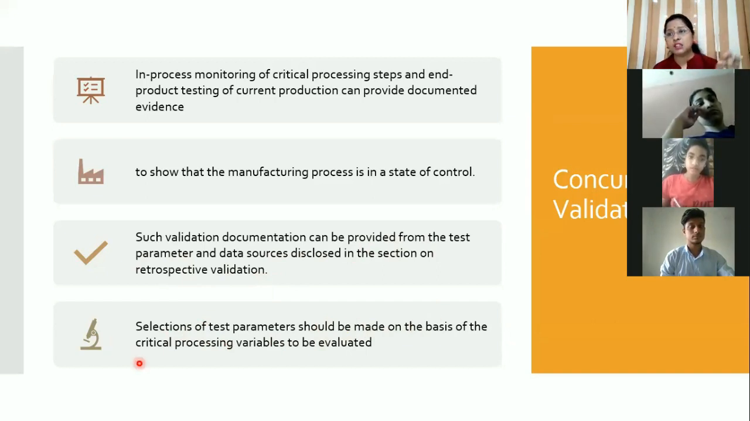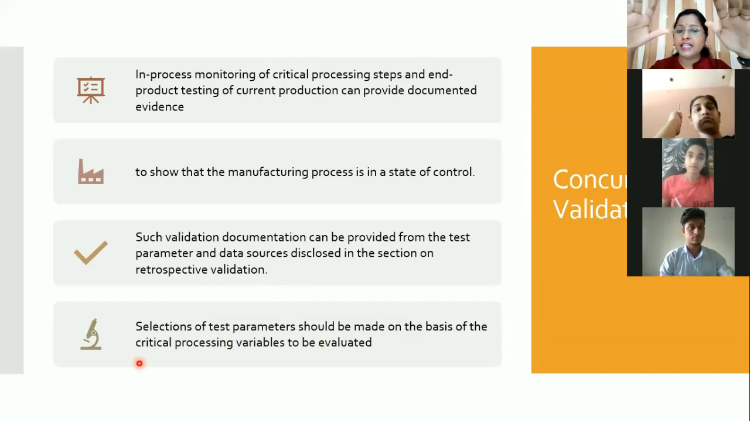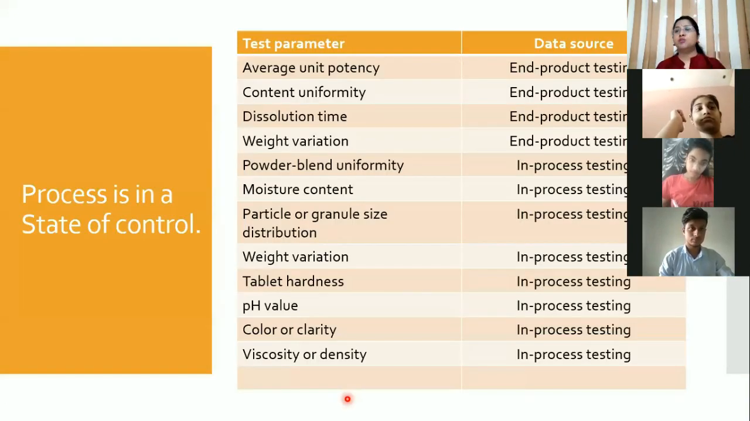While selecting the test parameters, you have to make it on the basis of critical processing variables. The process variables are different, so whenever we are selecting the test parameters, we have to make it on the basis of the critical processing variables to be evaluated. It will be very clear with the next slide, where we can see the test parameter and data source. Here, a process being in a state of control is only possible if you control all these test parameters.